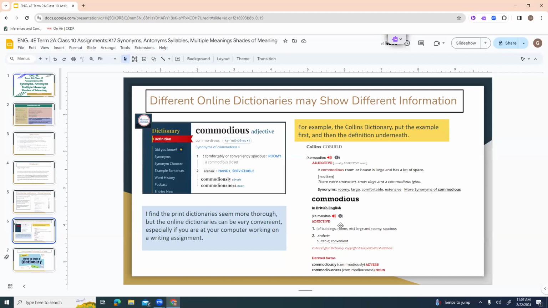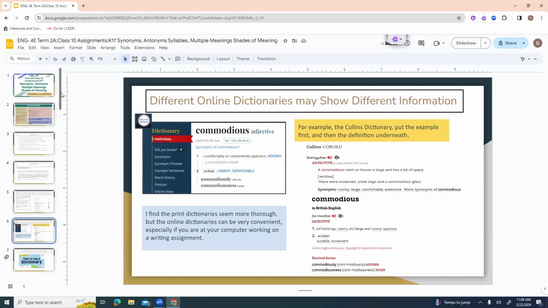Again, it tells you the part of speech. It's adjective. The first meaning is of buildings or rooms, large and roomy and spacious. And then again, they show you the archaic meaning, which for them, they've got suitable or convenient. It's not quite the same as handy or serviceable to me. And then they're showing you some of the derived forms, commodiously, which is the adverb, or commodiousness as the noun. So if you were looking up a word, that probably is enough.